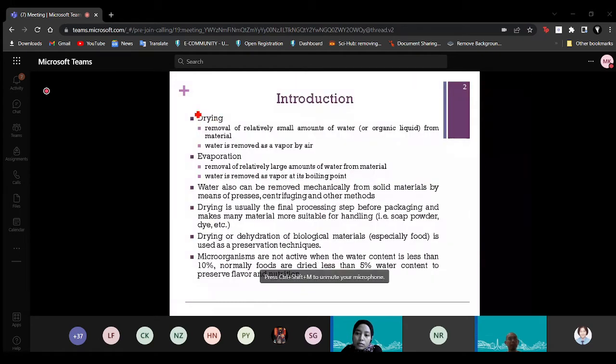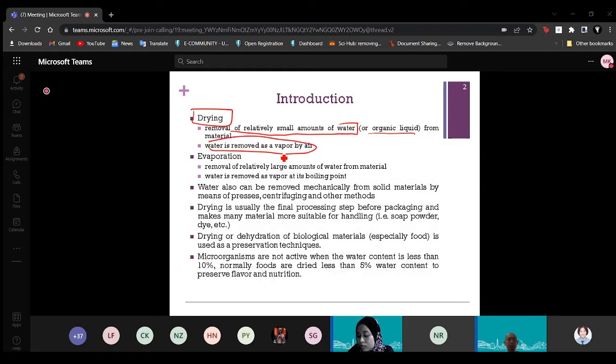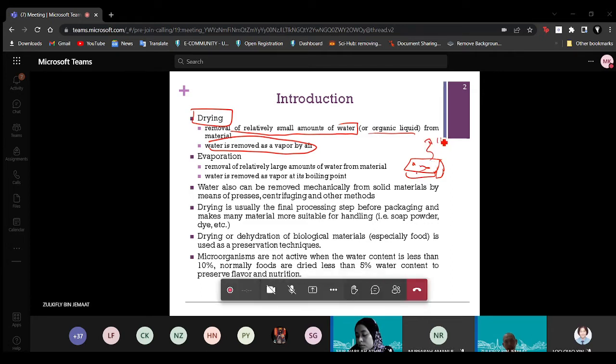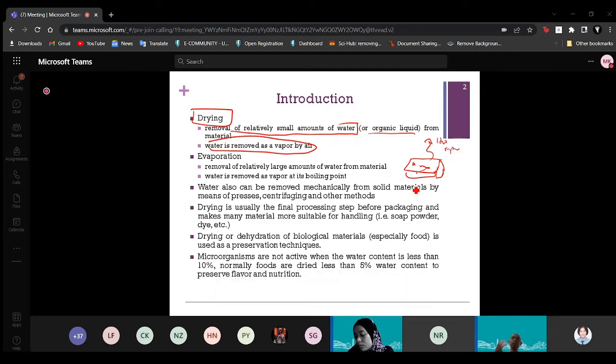Okay, here on drying, at the first slide, removal of a relatively small amount of water or organic liquid. Normally solvent, if there is an industrial application. It can also remove solvent, but normally most of them are removing water. Water is removed as a vapor by air. You have to understand, this is a solid, for example a wet solid. So water is removed as water vapor. Water becomes vapor. So from liquid, it becomes vapor. How does it become vapor? Because you have evaporation. You remove it by evaporating the water into vapor.